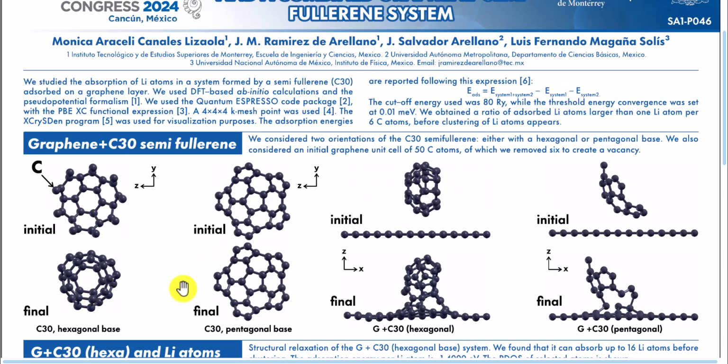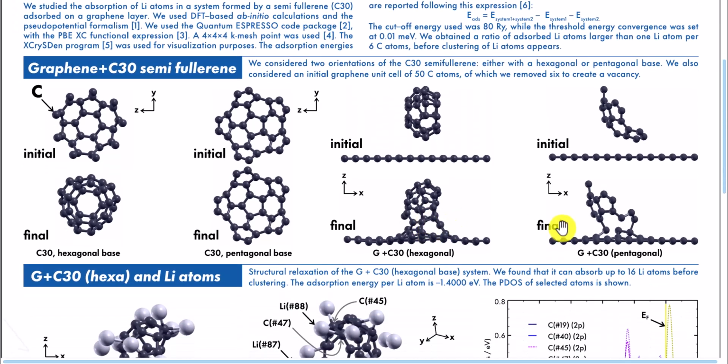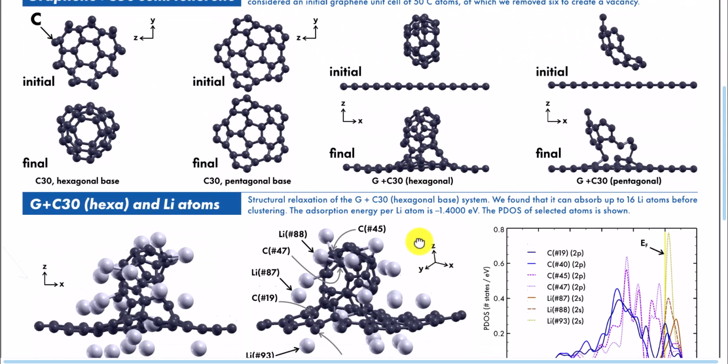So after we obtain a relaxed structure for each of the two semi-fullerenes, we made them interact with the graphene sheet that was originally comprised of 50 atoms, but we removed 6 of them from the center section of the unit cell to create a vacancy, and so we let the semi-fullerene interact with the vacancies, as we can see here. So this is the relaxation results. For both cases, we observed that the semi-fullerene is absorbed by the structure.